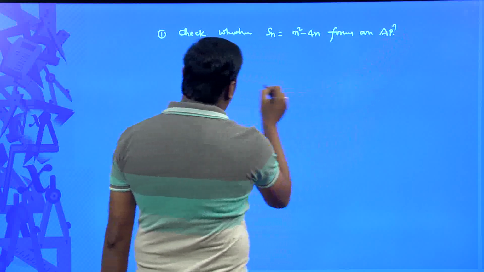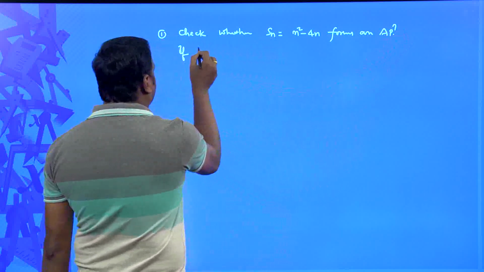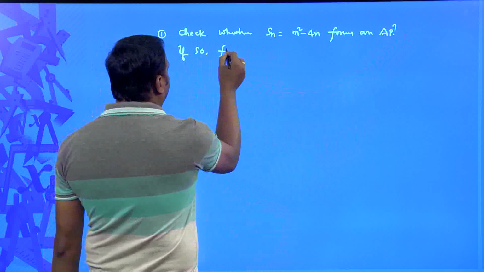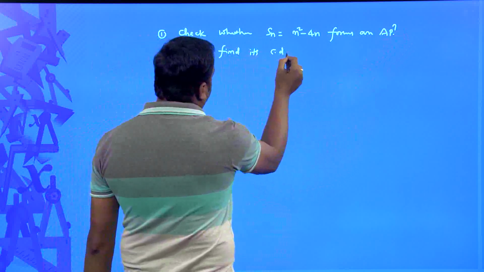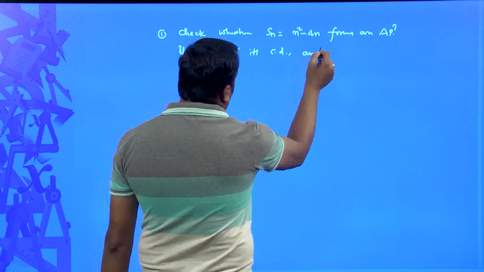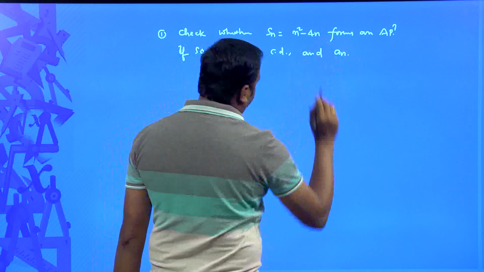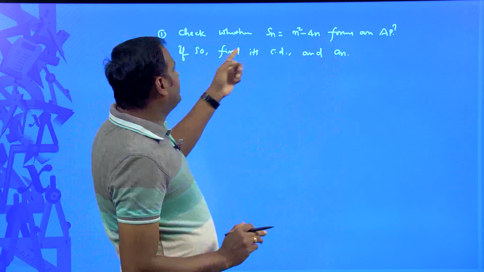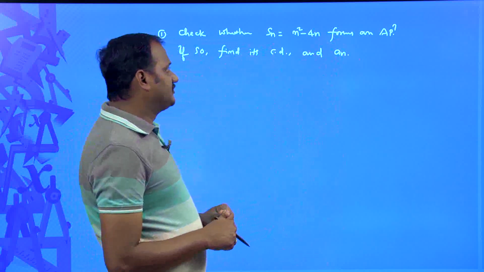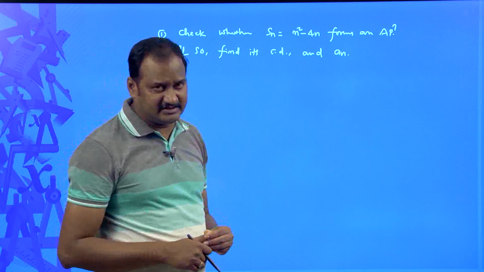Right? If so, find its common difference and nth term. Okay, this is the problem given. First of all, check whether Sn is equal to n square minus 4n forms an arithmetic progression or not.